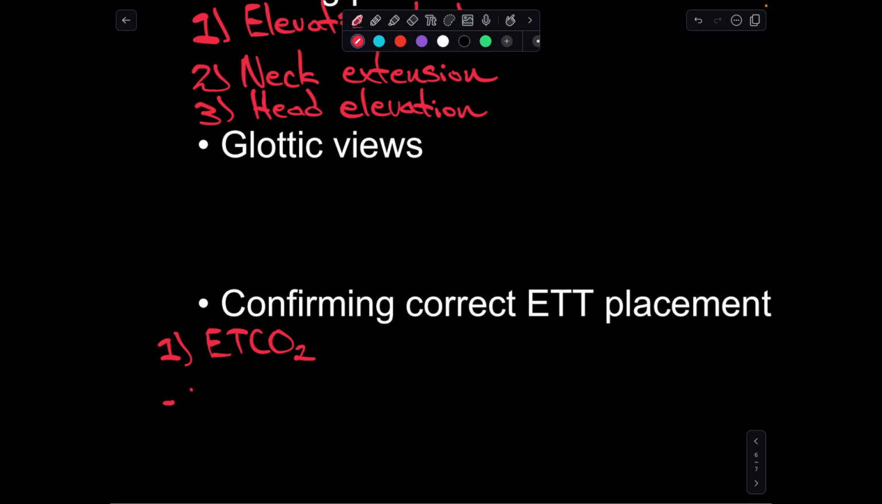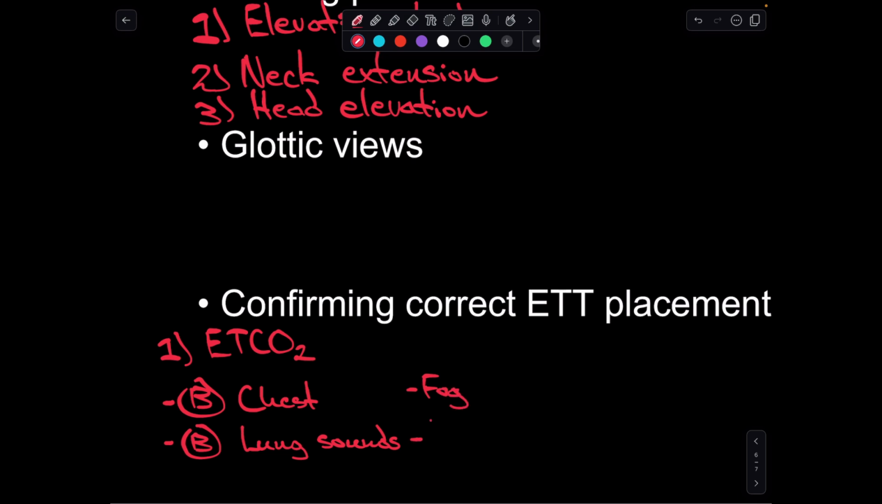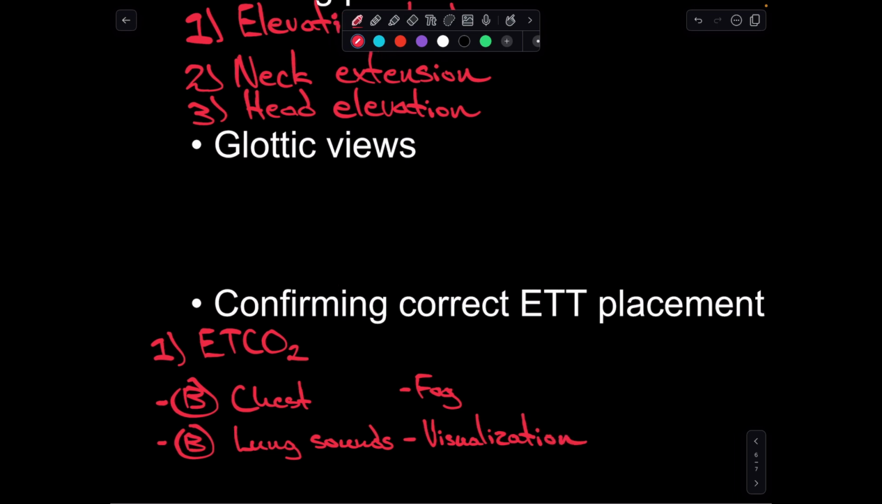So one is going to be bilateral chest rise, and similar to that, bilateral lung sounds. Then watching for fog in the tube. I've had some attendings consider visualization as a point. So when you intubated, if you saw the tube pass through the vocal cords, then you could say that's another way that you've confirmed correct tube placement.